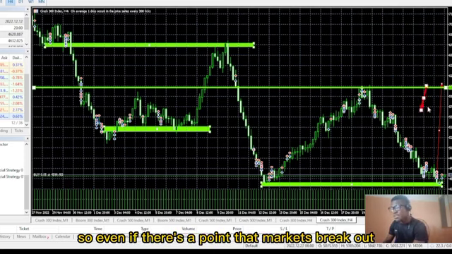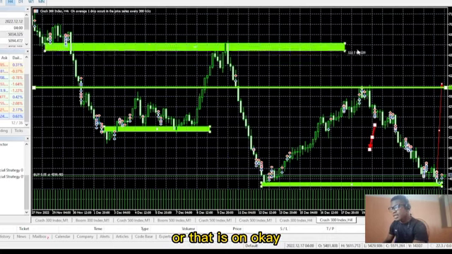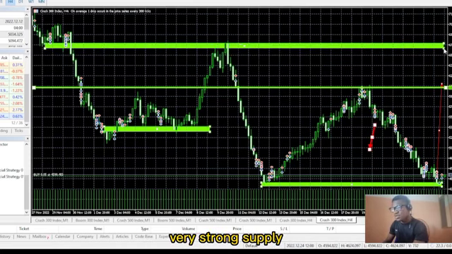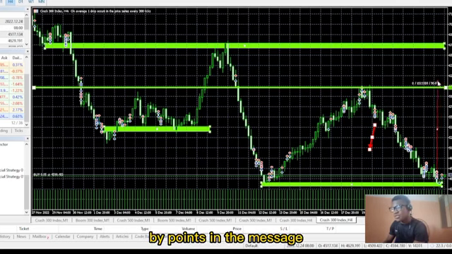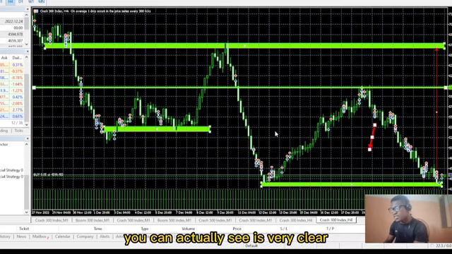So if there's a point where the market breaks out of this particular green line right here, we should expect the market to also move to this other zone, and then drop massively. This is actually a very strong supply. So we should expect the market to come over to that point. If at all there is a break of this particular point, then the next thing you should expect is the market going to that point like this. Let me increase the weight of that so that you can see it very clearly.